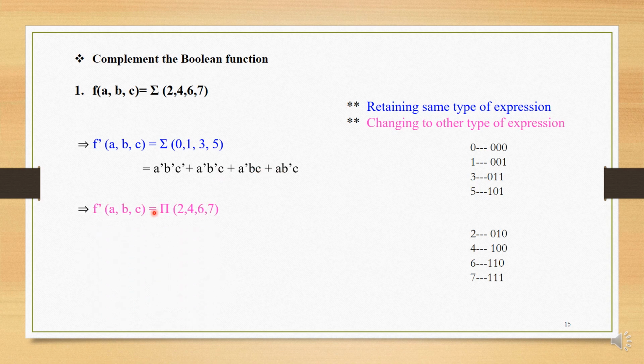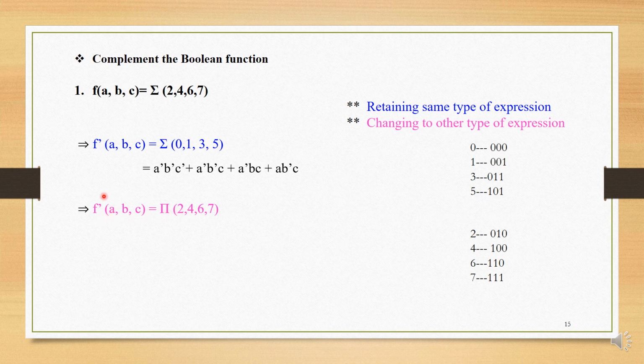Now the second way of complementing a Boolean function: if you want to change the given expression into the other type of expression by complementing it. In the first one, you have seen that you are complementing the function and retaining the same type of expression. Now in the second type, you are complementing the function but changing the type of expression. So now let us see how to complement a given function by changing the type of expression.